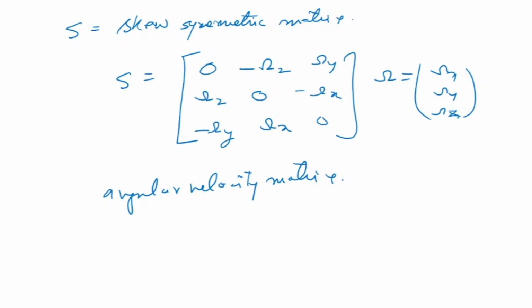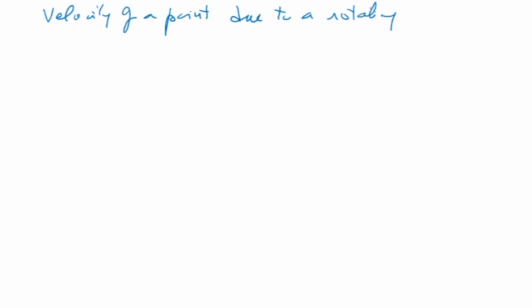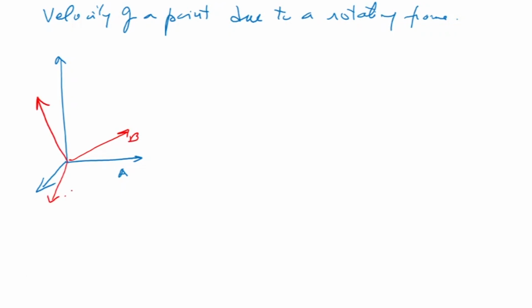Now can we derive the same thing from our rotation matrices, because they are related? So let's look at the rotation matrix now. Now the velocity of a point due to a rotating reference frame. If you have a reference frame like this, this is my frame A, and there is another frame which is frame B, and you have a point. Let's call this point Q.